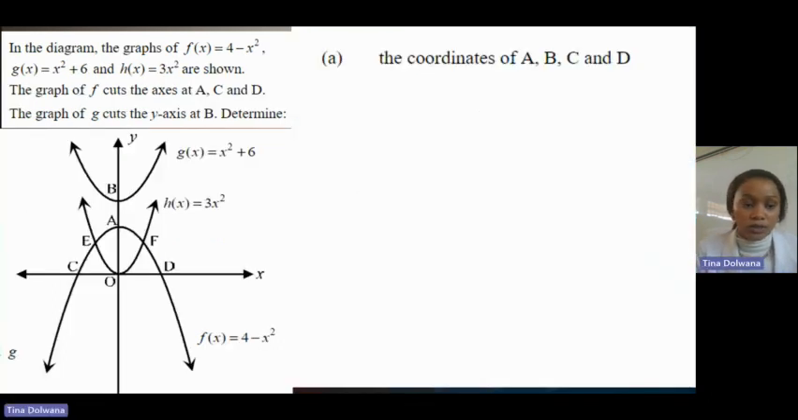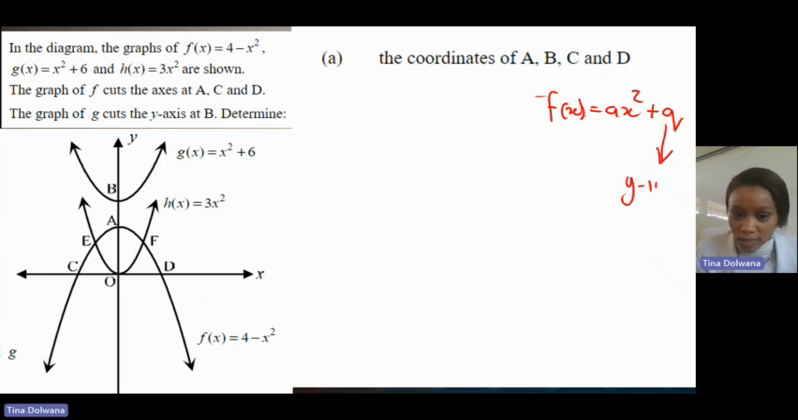Right, so let's start with this equation. So we must determine coordinates A, B, C, and D. Now remember, I have already told you that for every equation, f of x is equal to ax squared plus q. What does this q stand for? We said it stands for the y-intercept, also for the turning point. So if we are given the equation, it means that whatever q is will be our y-intercept.